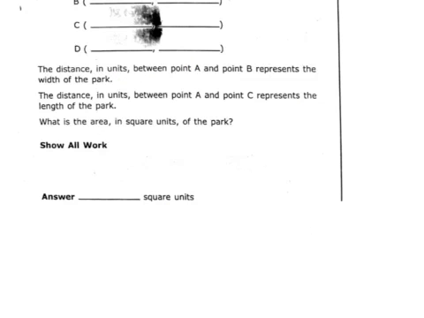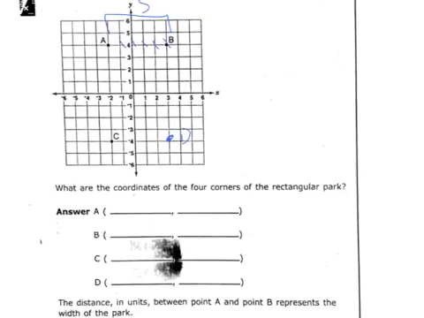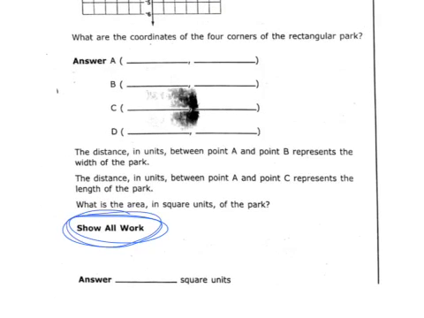Now the rest of the problem says the distance in units between point A and point B represents the width of the park. So let's find the width of the park first. Let's go back up here and find the width of the park. Now let me redraw in that point D. Okay, so between A and B, starting at A, I go 1, 2, 3, 4, 5. So the width is 5. And I'm going to draw it just like that. That's how I'm going to show my work to the blue-haired old ladies here. Because remember, they want you to show all work. Now there's not a lot of ways you could show a lot of work on this because there's really not a lot of work to do, but this is a really good way to show all work.